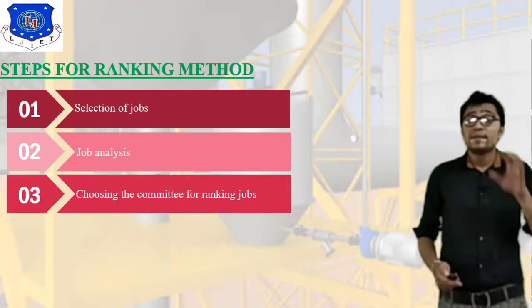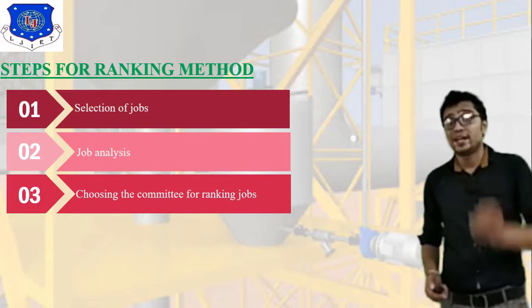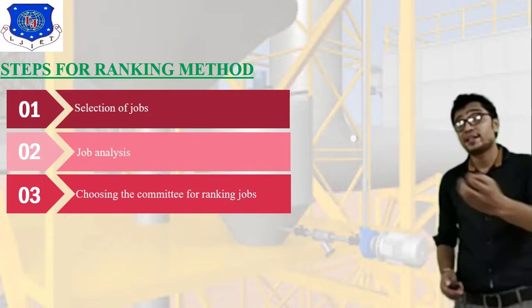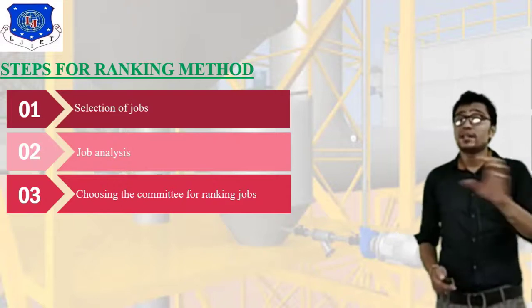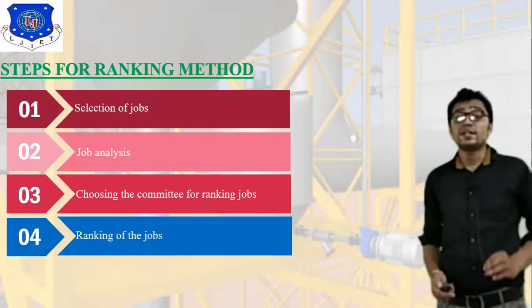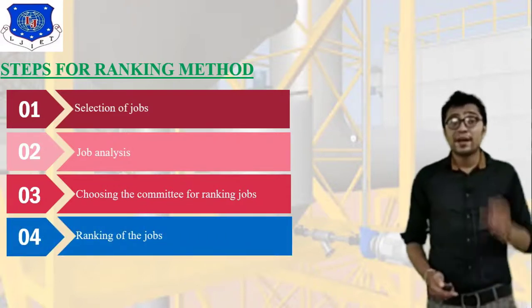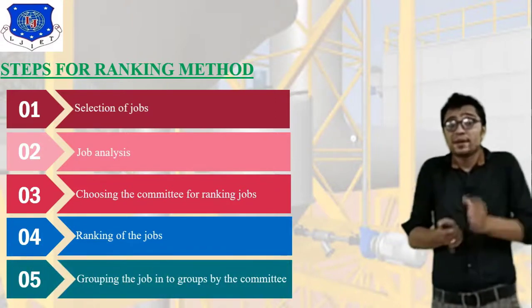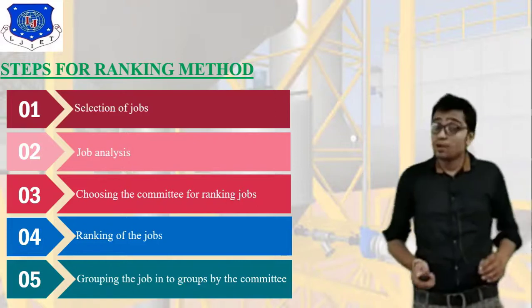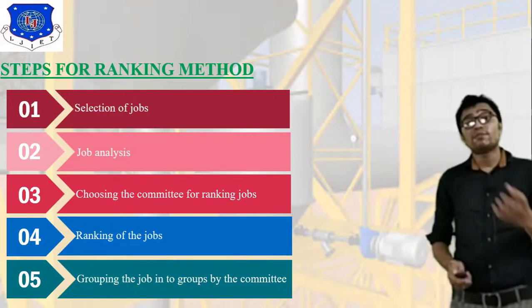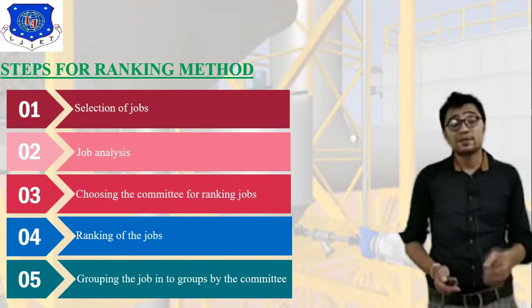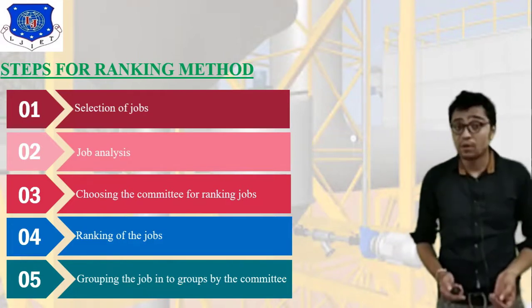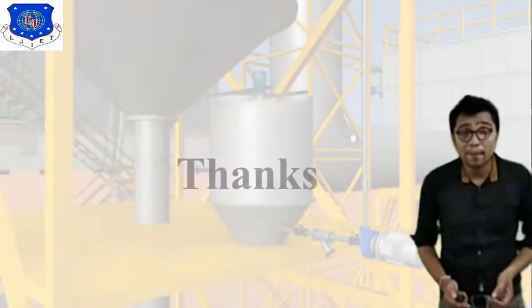Third is choosing the committee for the ranking method, or ranking the jobs. Fourth is ranking of the jobs, and the last and important one is grouping the jobs into groups by the committee. In this way you can find out the job evaluation. This is the ranking method, and it is very important.